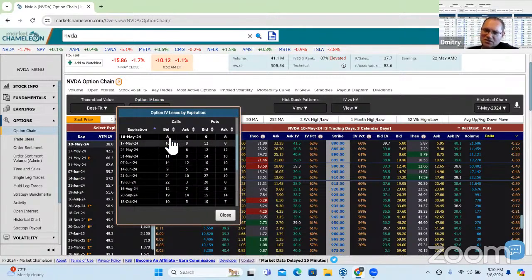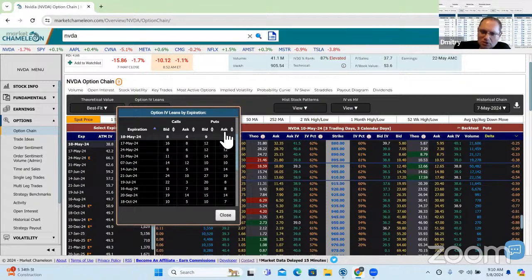And in May 10th, there were 8 implied volatility pumps in the call bids. We found 4 implied volatility leans on the ask side, meaning that there was a negotiation on the ask side. And in the puts, we found 9 implied volatility pumps on a bid, 8 options with implied volatility pumps on the ask. So let's just stick to the May 10th and see, well, how can we potentially use this?